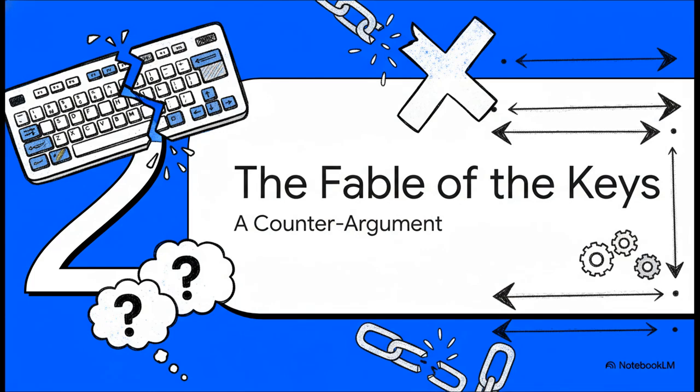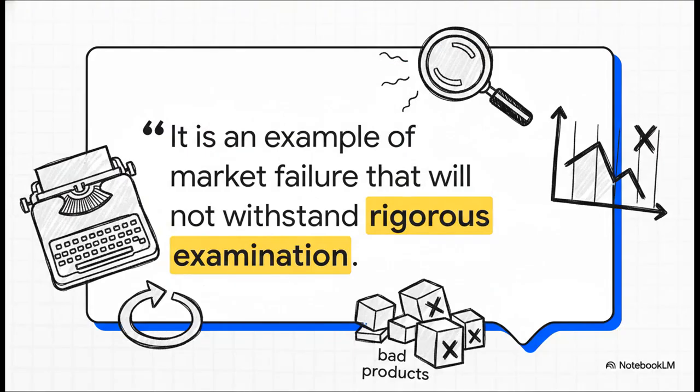But what if that whole story is just plain wrong? Let's switch gears and look at a really powerful counterargument. A couple of economists examined this history, and they called it the fable of the keys, arguing that this whole idea of QWERTY being a market failure is a total myth. Yeah, these two economists, Leibowitz and Margolis, basically said, hold on a second. They argued that markets are usually pretty good at getting rid of genuinely bad products. If QWERTY was really that terrible and a much better alternative existed, they say there's no way we'd still be using it today. So they decided to put it to the test.